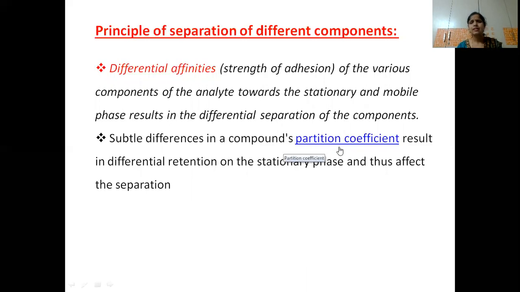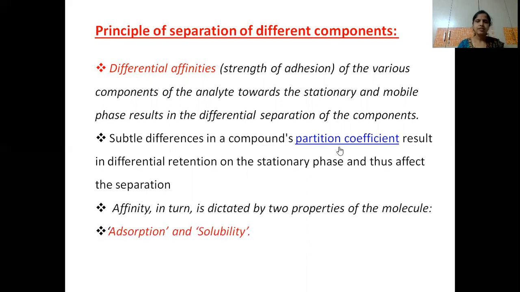So mainly, when the sample is adsorbed onto the stationary phase, and then the mobile phase is run, the sample will get partitioned between the mobile phase as well as the stationary phase. Therefore, the partition is different for different components. Based on that differential partition of the components, the separation is taking place.